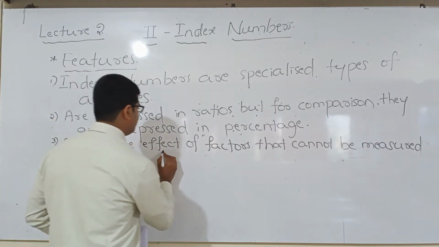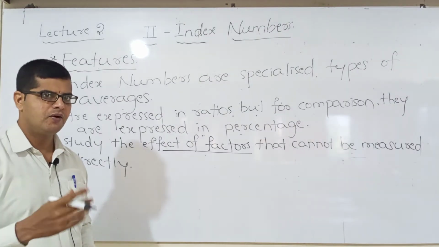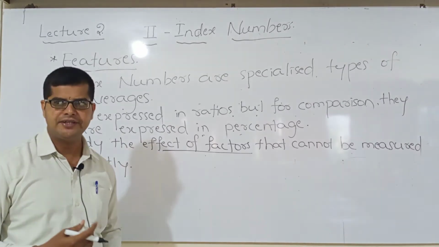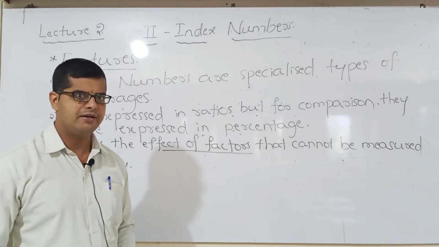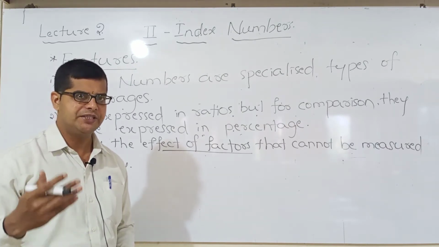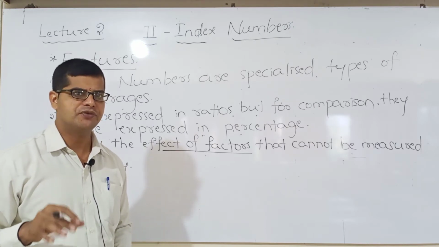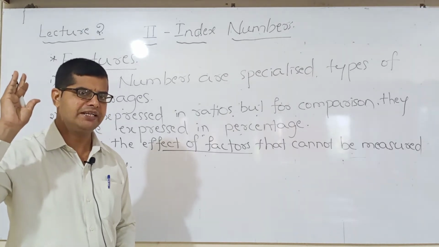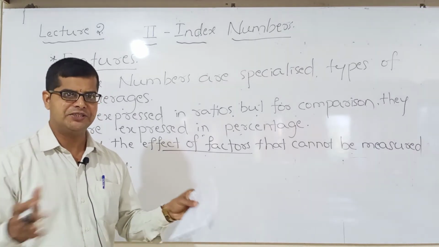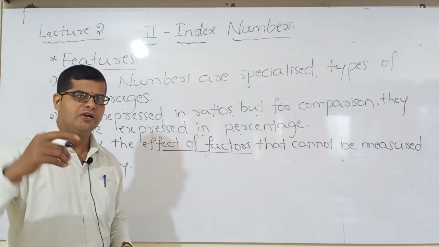So what are all these effects of factors? Okay, I continue with the same example of the gold price. In 1990 we had a gold price of 100 rupees, in 2020 it is 1000 rupees. Finally we applied the index number statistical tool and found a 1000% increase in the price of gold. Okay, so what are the reasons for this? It was 100 rupees per gram during the 1990s, but it is 1000 rupees during the 2020s. What are the factors that affected the increase in the price of gold?